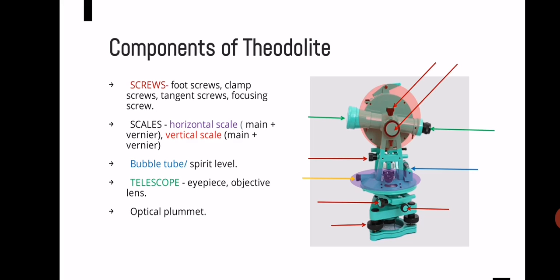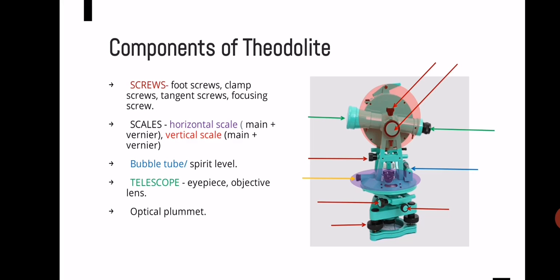And just above that, we have tangent screw. Tangent screw is used after we have tightened the clamp screw. That is, after we have clamped the movement of the theodolite, if we need minor adjustments, minor movements, so as to precisely align the degrees, the measurements in the vernier scale and main scale, we use tangential screw or tangent screw.